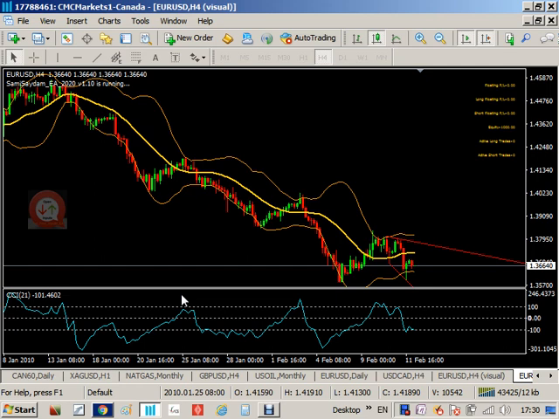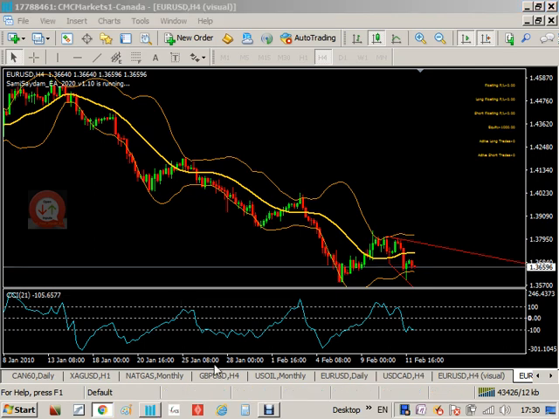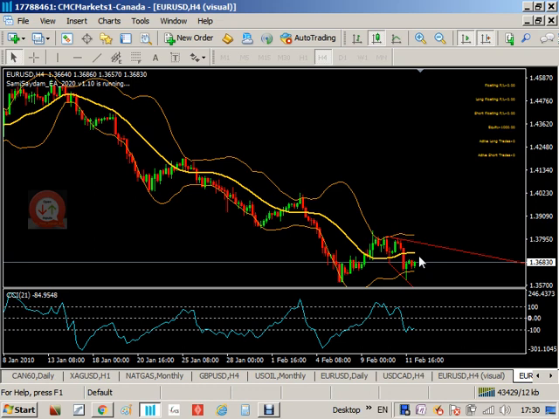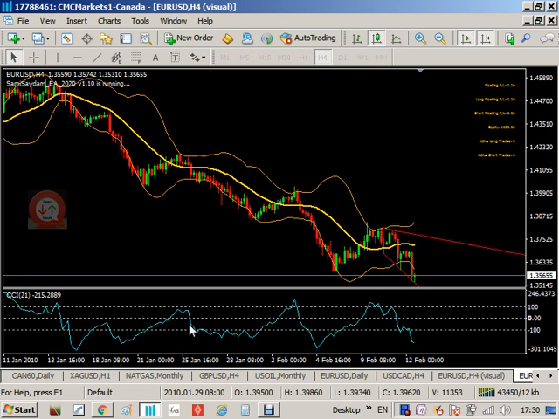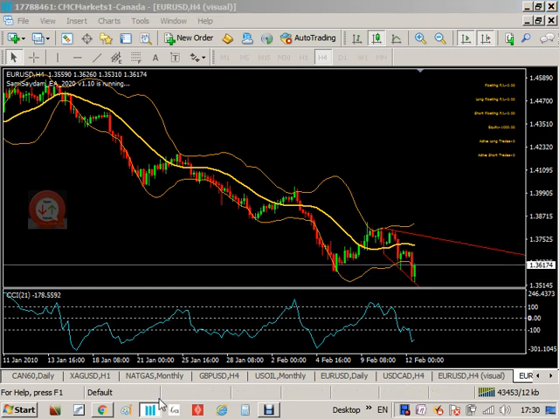So here I will show you. Still moving. So the system gives you the right time to trade any currency, any market you want.